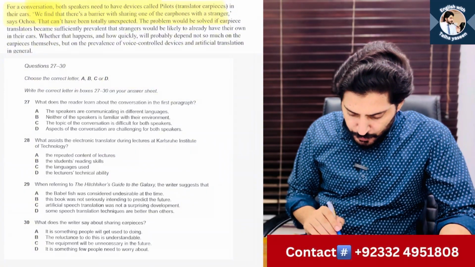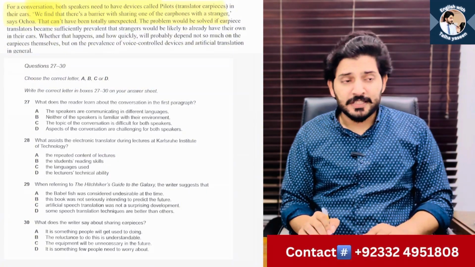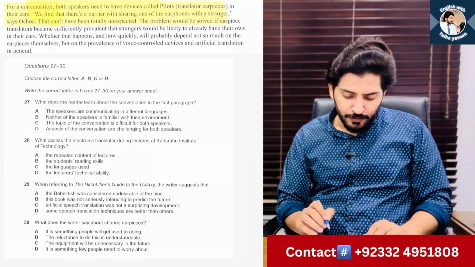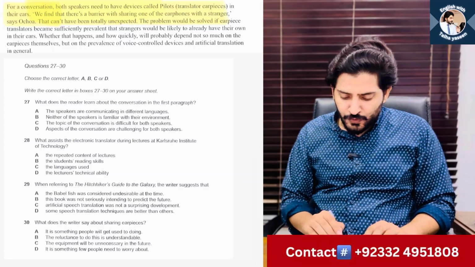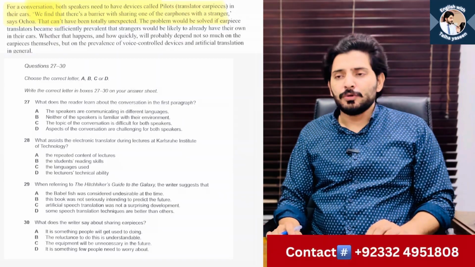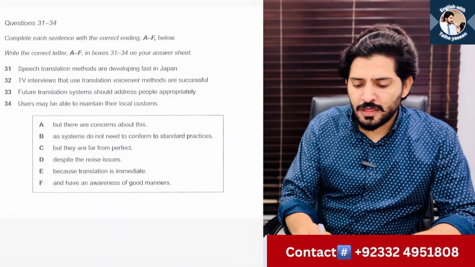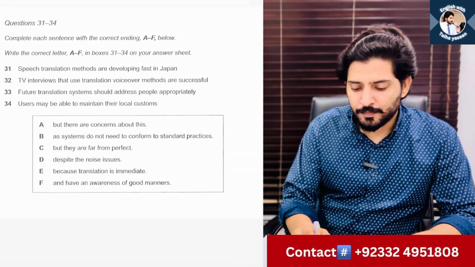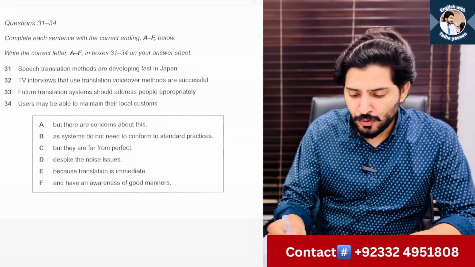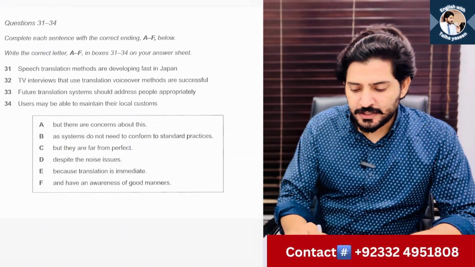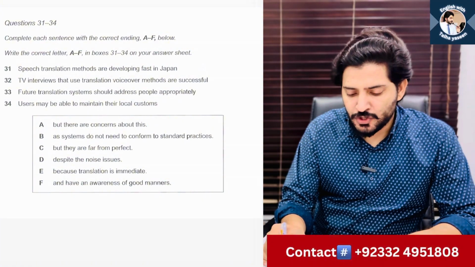C. The equipment will be unnecessary in the future. No, he doesn't mention the future of this device. D. It is something few people need to worry about. No, there is no need to worry. Question 31 to 34. Complete each sentence with the correct ending A to F below. Write correct letters A to F in boxes 31 to 34 on your answer sheet.